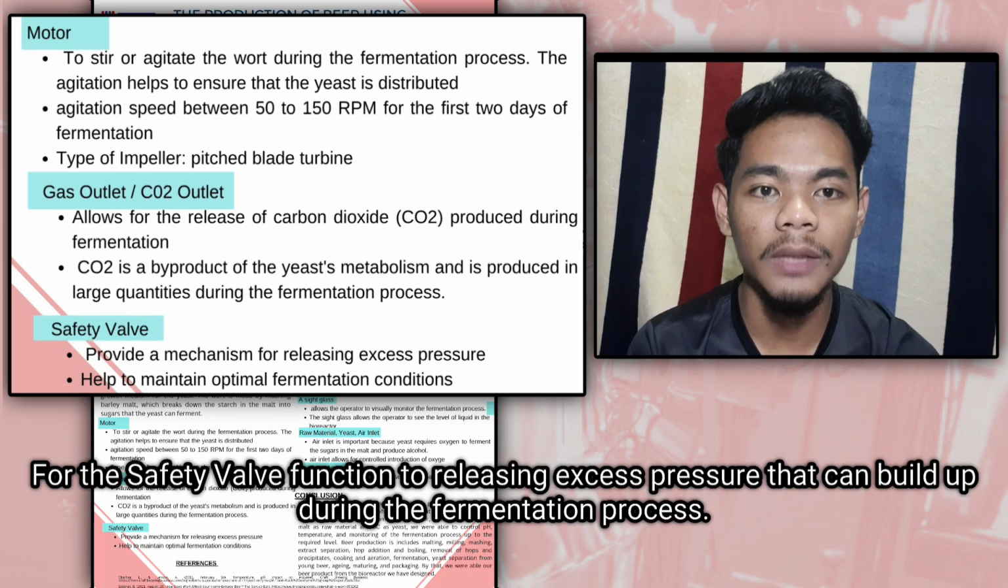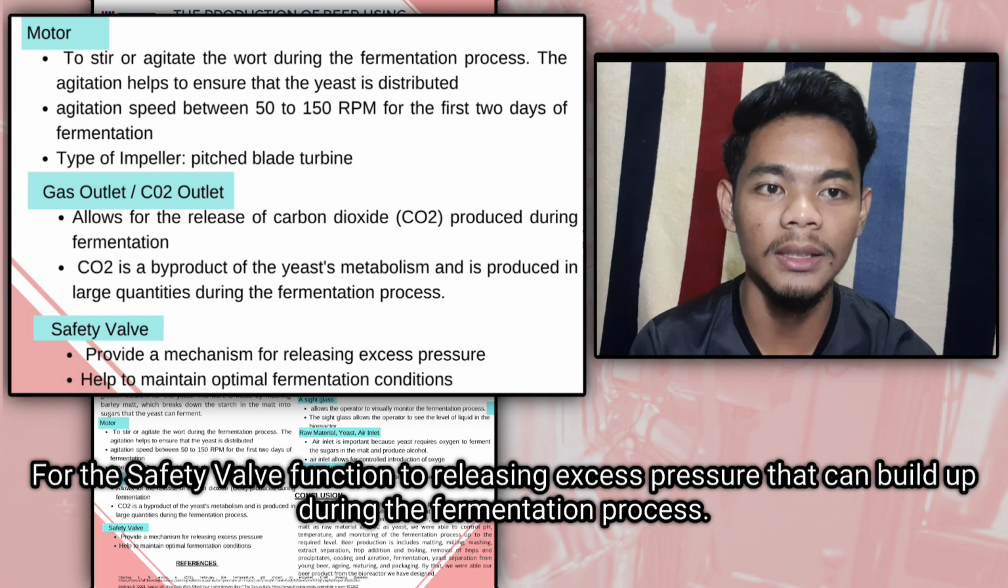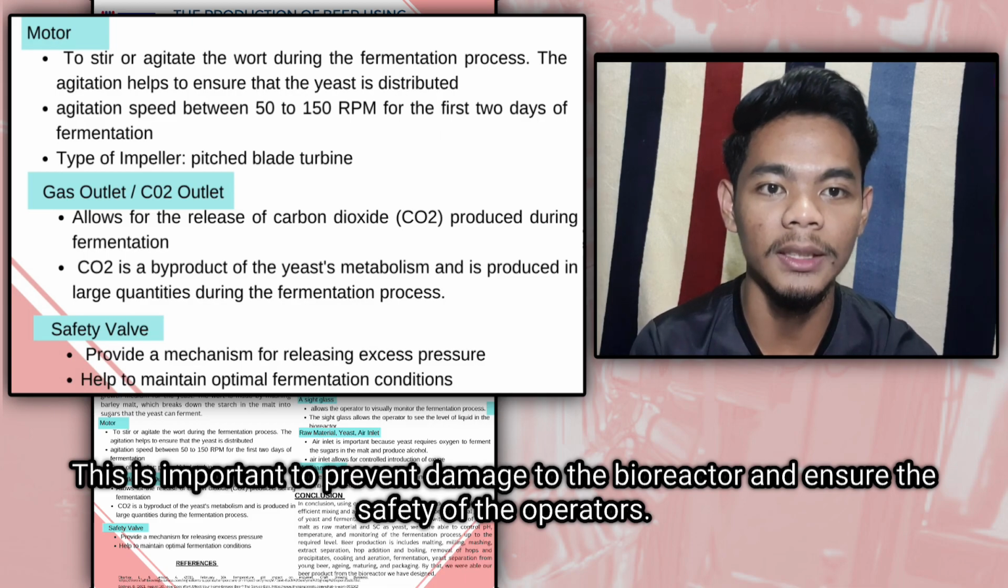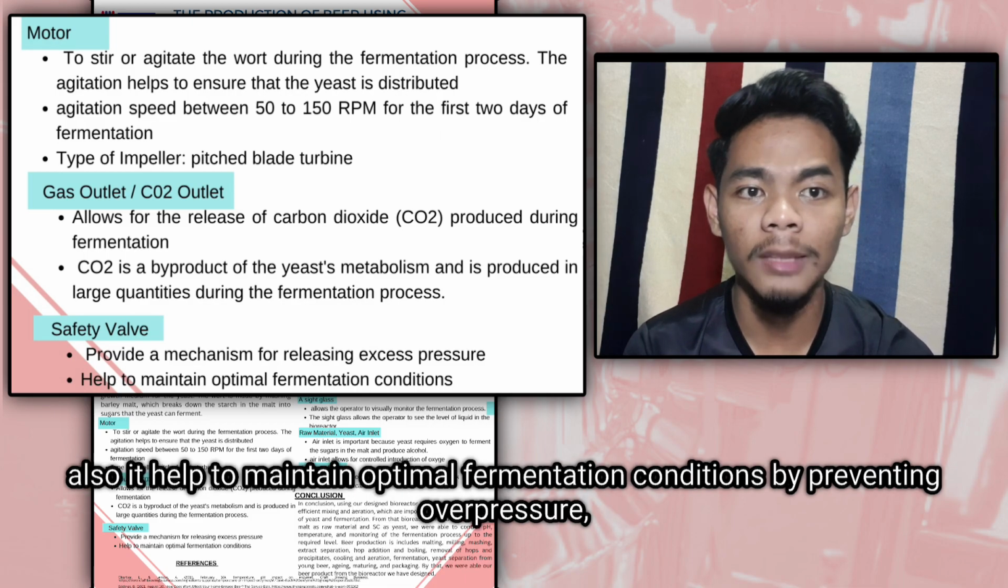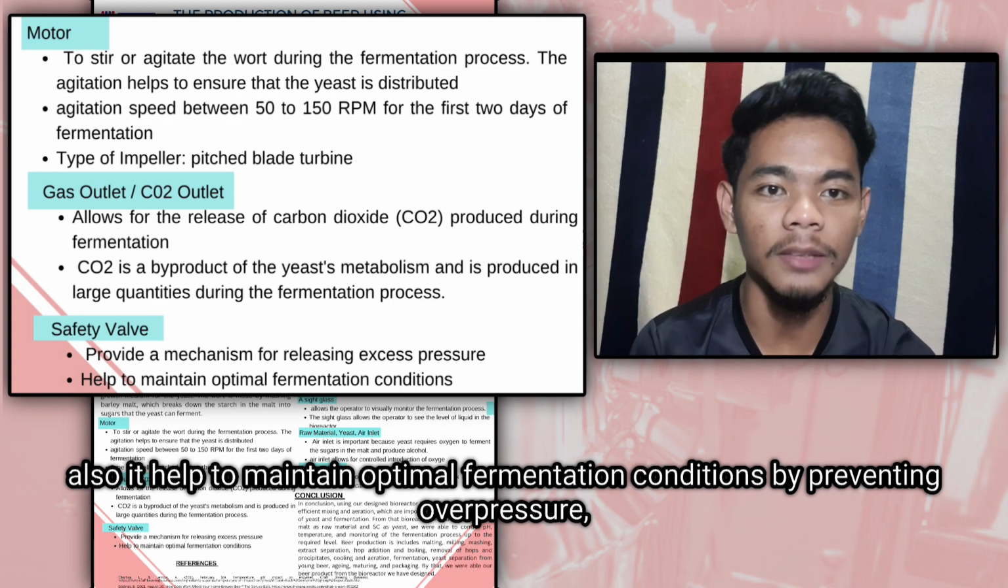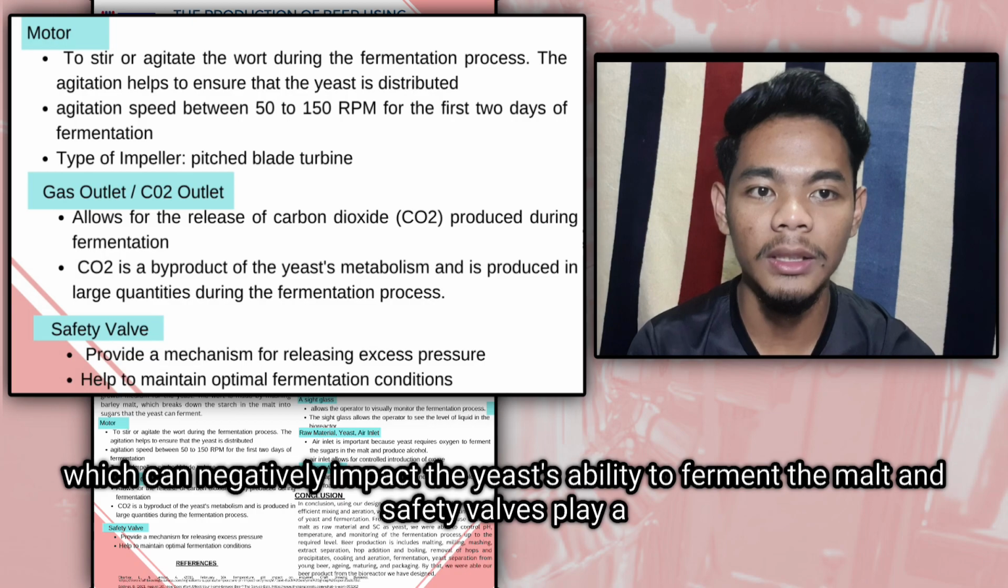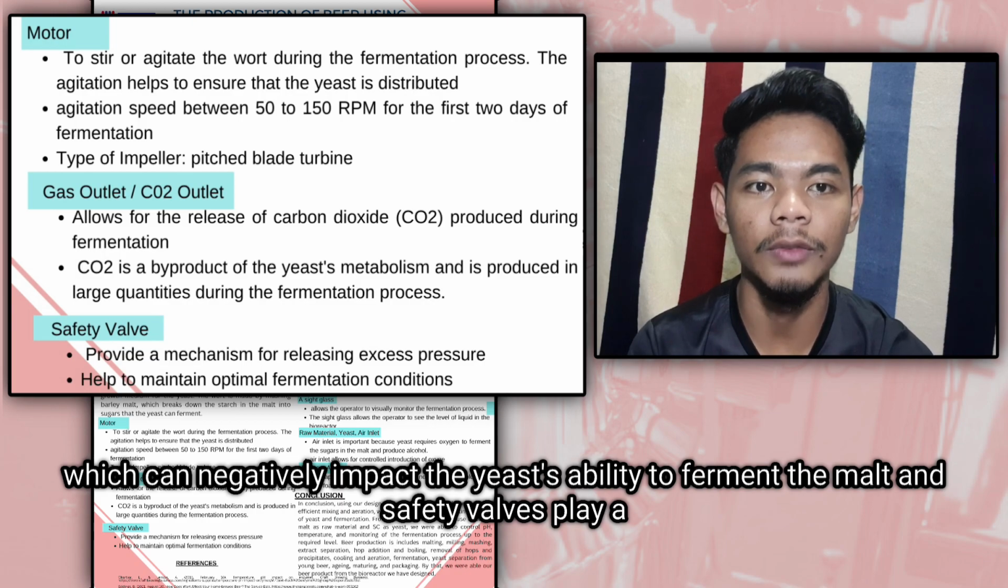For the safety valve function, it's to release excess pressure that can build up during the fermentation process. This is important to prevent damage to the bioreactor and ensure the safety of the operator. Also, it helps to maintain optimal fermentation conditions by preventing overpressure, which can negatively impact the yeast's ability to ferment.